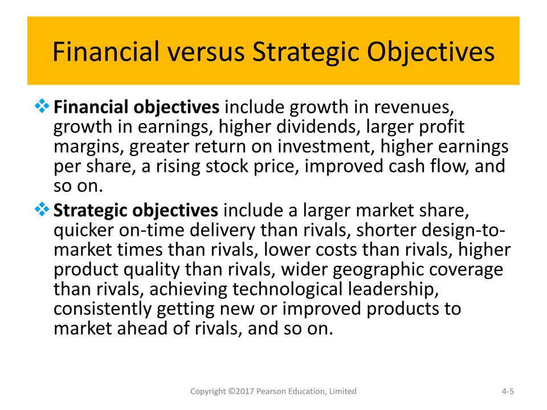Now, objectives can basically be put into two categories: financial objectives, which are more quantitative in nature. They revolve around things like growth in revenue, growth in earnings, higher dividends, profit margins, etc. And then you also have strategic objectives, which are more qualitative in nature. For example, achieving a larger market share, lower costs than rivals, maybe achieving a wider geographic coverage, or achieving technological leadership.